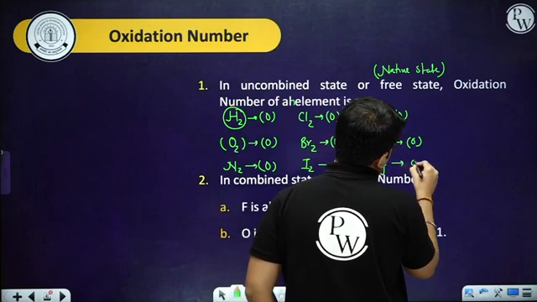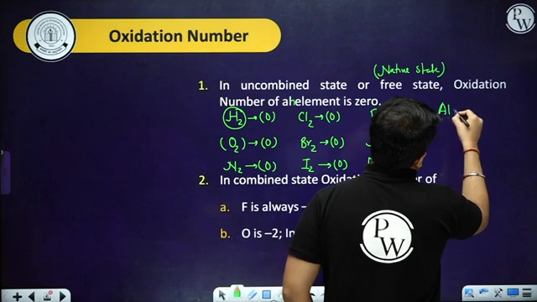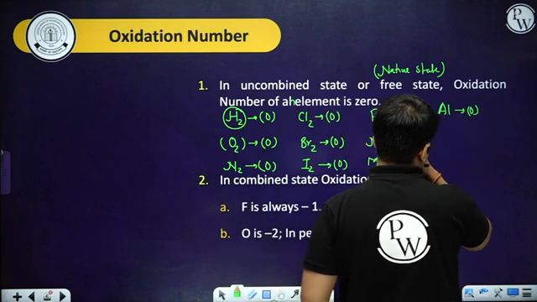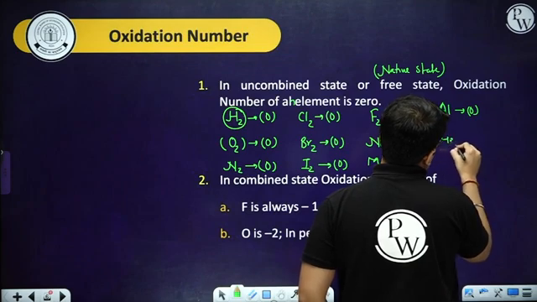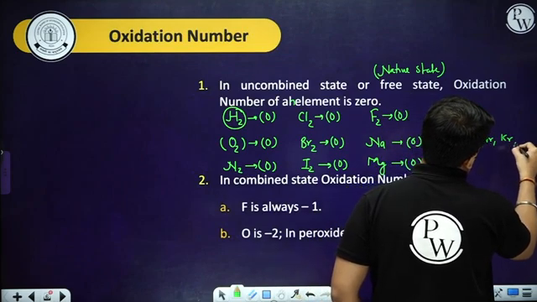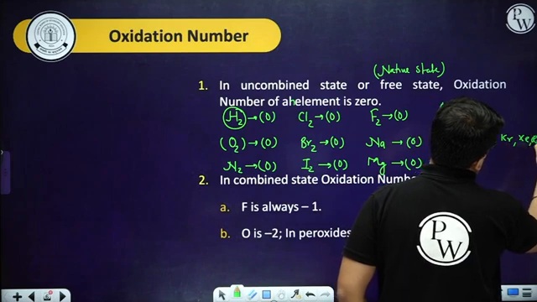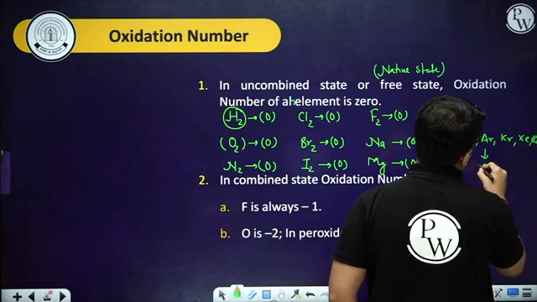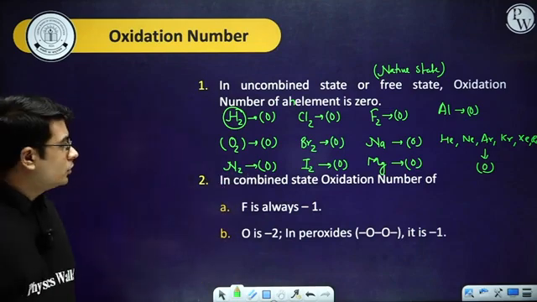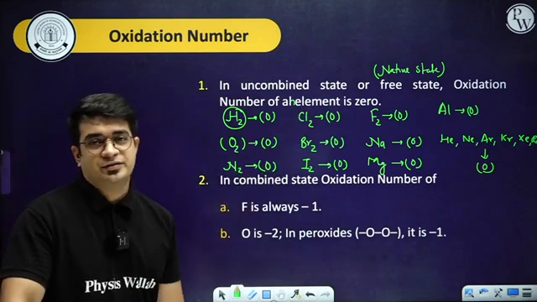Mg, again 0. Aluminium, again 0. Or you can consider noble gases: helium, neon, argon, krypton, xenon, radon. Everyone will be 0 in their native state, because their native state is the atomic state only. So this is the basic idea about the native state.